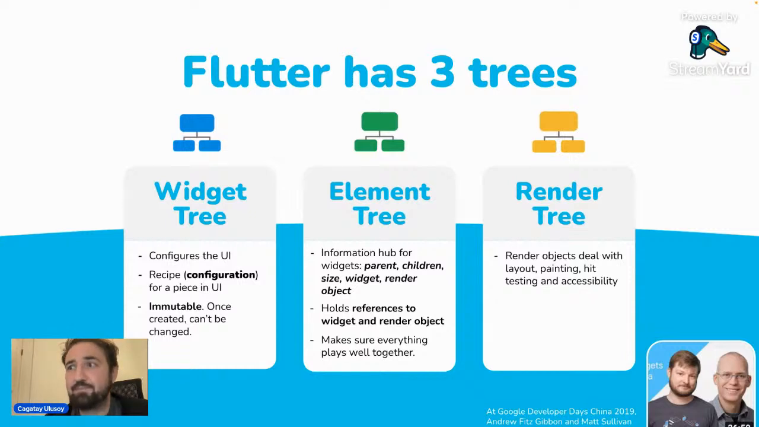And then there is element. What is element? For every widget in the widget tree, there is a corresponding element in the element tree. An element is an information hub. I will describe it like that because widgets just have the description. It's just a configuration. But these elements know many things about widgets. It knows the parent of the widget, children of the widget, size, the render object of the widget, which will come next. It holds references. It's like the central point, hub. What it does, it makes sure everything plays well together.